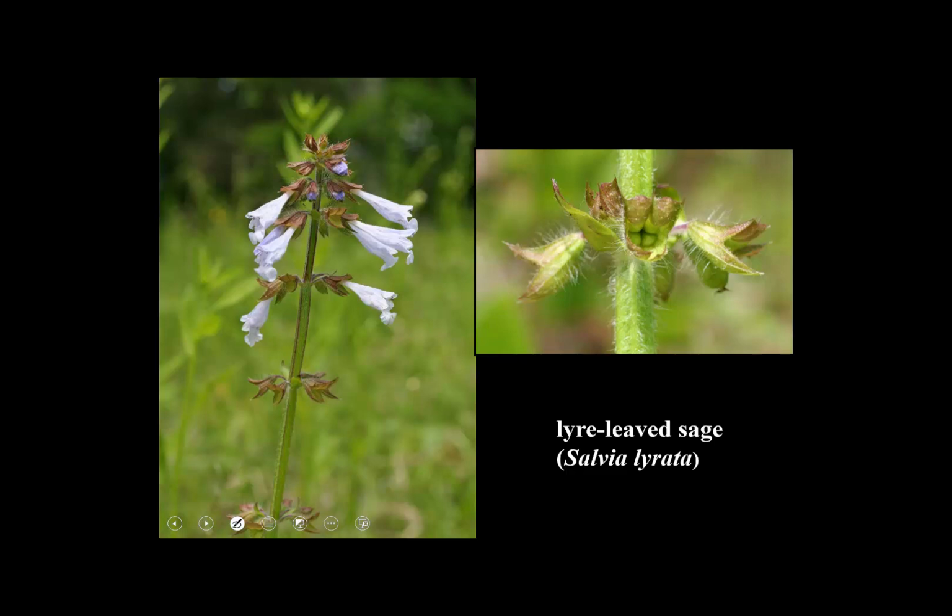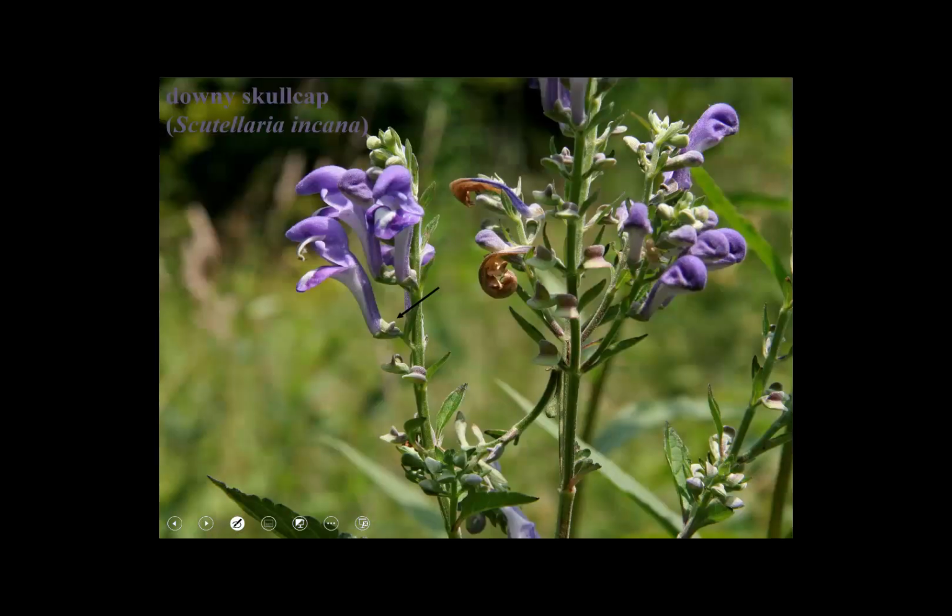This is a lovely native wildflower called lyre-leaved sage. And on the left it's in flower, seeing the square stems and the opposite flowers, the leaves are the same way. And then on the right is a close-up-ish of the fruiting calyx. Look inside the calyx and you see 4 nutlets, the characteristic fruit of the mint family, Lamiaceae.